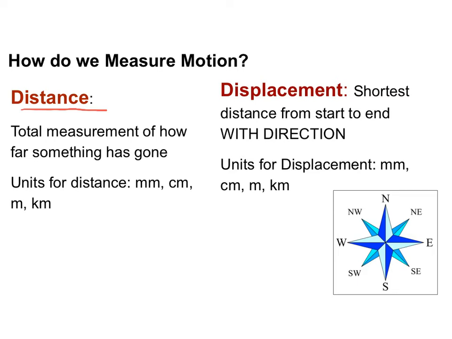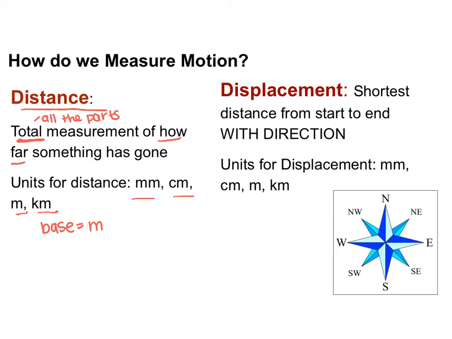So there's kind of 2 key words in here. First is total. So when I think total, I'm thinking all the parts. Okay, and then how far something has gone. So if I go on a bike ride, I'm going to add up all the places I went, and that's going to be my total distance. Units for these are going to be things like millimeters, centimeters, meters, kilometers. My base unit is meter. And remember from our first unit a long time ago, meter is a measurement of distance.